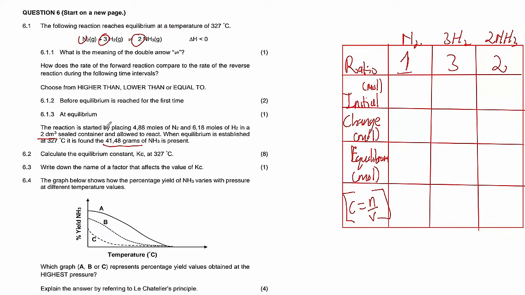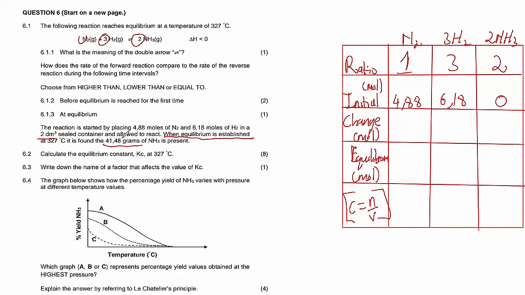From reading here, we are told that the reaction is started by placing 4.88 moles of N2. That's the initial number of moles because it is started by placing that. So we have 4.88. And then hydrogen gas, they place 6.18, right? At the beginning of the reaction, we won't have any product, so the number of moles of the product is just 0. Then when we read further, we are told that when equilibrium is established, meaning at equilibrium, it is found that 41.48 grams of NH3 is present.